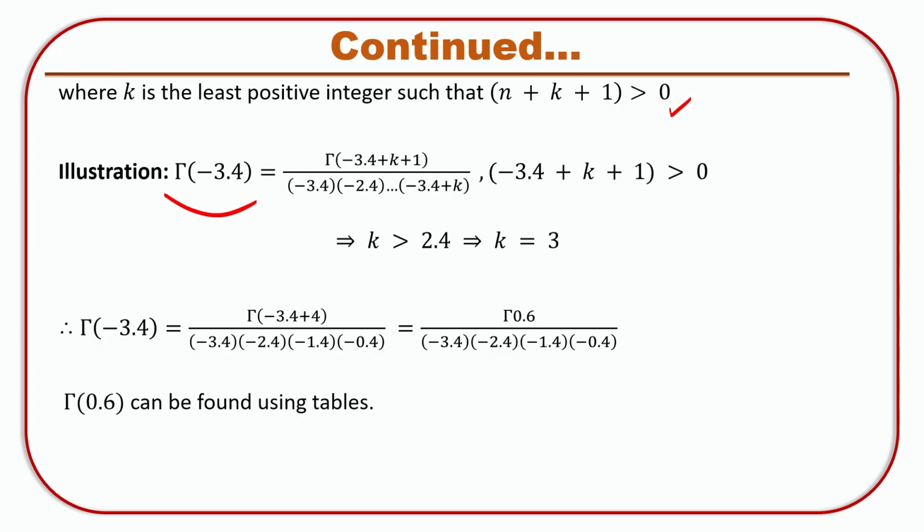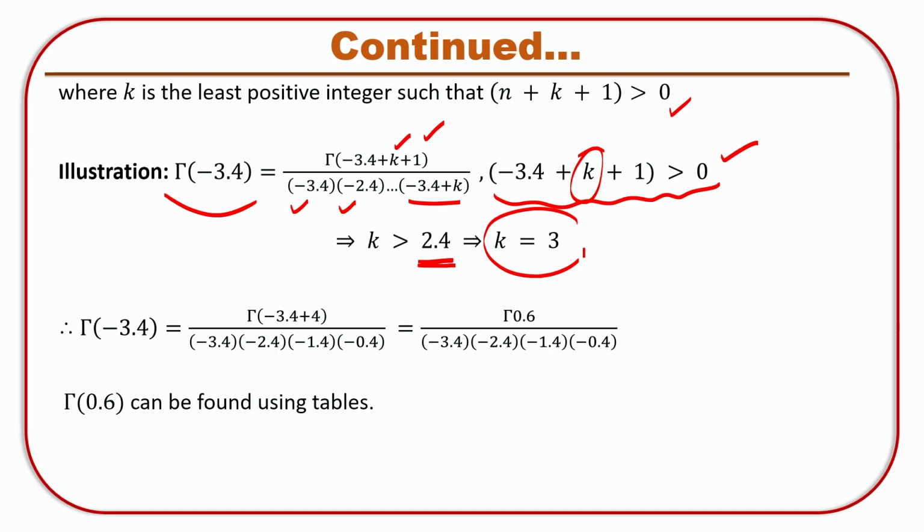Similarly, minus 3.4 plus k plus 1, divided by minus 3.4 minus 2.4, till minus 3.4 plus k. How long do we continue? Till it becomes 0. So, minus 3.4 plus k plus 1 becomes greater than 0. So, how much is the value of k? k is greater than 2.4. What will be the value of k? k is an integer, the least positive integer. So k, which is greater than 2.4, and the least positive integer is equal to 3.